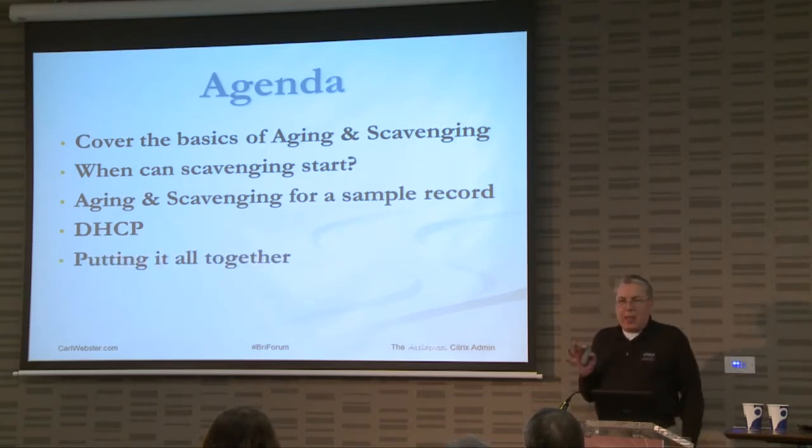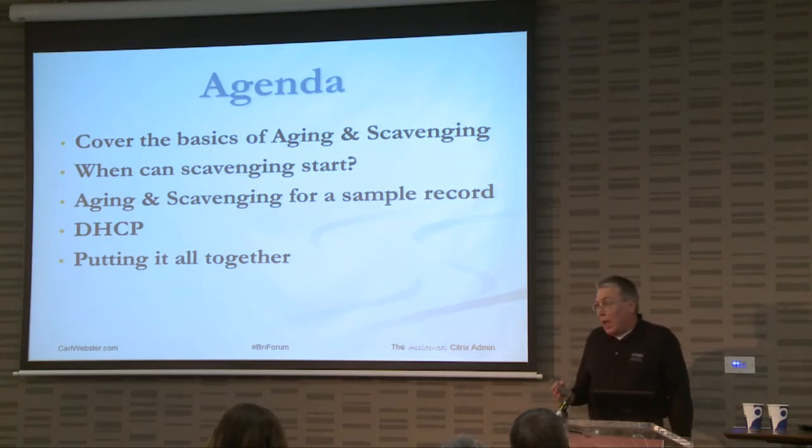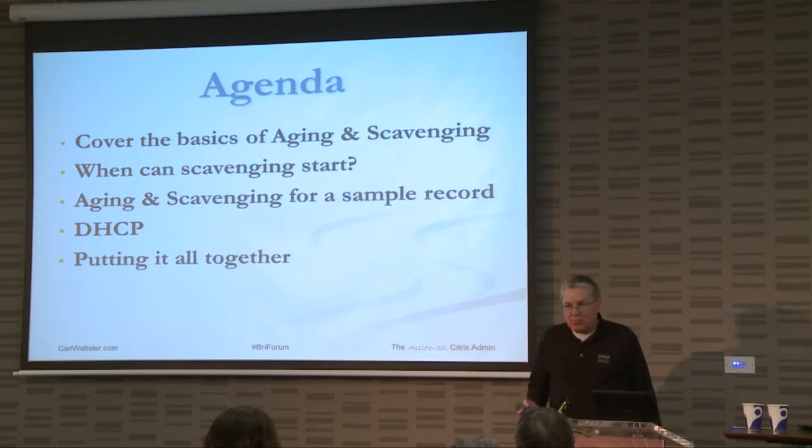Now, one thing, scavenging just means deleting. But if Microsoft had actually called this aging and deleting, people would have freaked out. So they use a euphemism, scavenging. It makes it sound less dangerous. So aging and scavenging actually means we're going to age DNS records and then we're going to delete them.